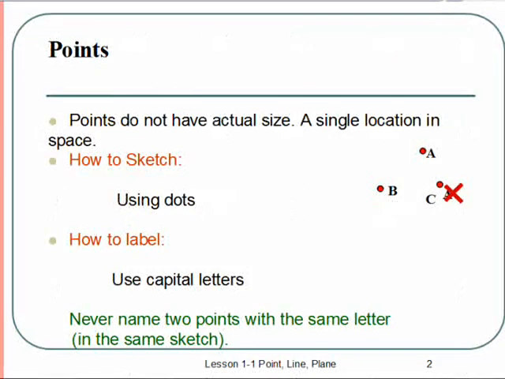Let's take a look at points, lines, and planes. So points don't have an actual size. A point is a single location in space. We sketch a point very simply using dots. We label them with capital letters. That seems like maybe a little thing, but that's a big deal. We want to make sure that we're labeling with capital letters, okay? And that we never name 2 points with the same letter. So this right here, this is not good. We've already used that letter in this sketch, so we want to make sure we use C instead. So pretty simple there with points.